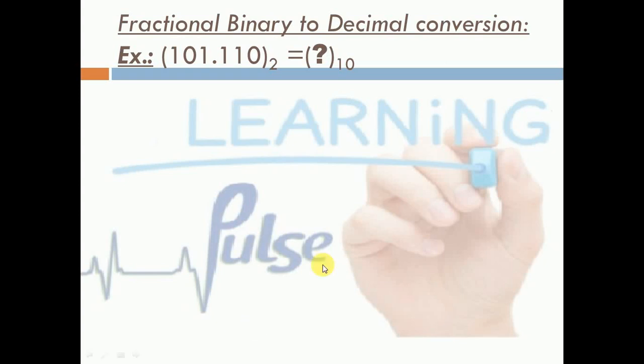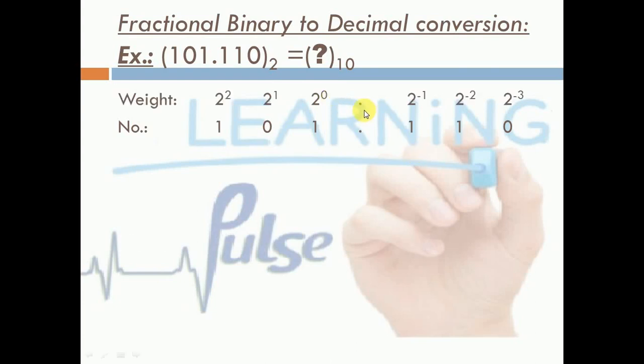Now we will see some type of conversion, which is the fractional binary to decimal conversion. So here we have the example, which is 101.110, which is a binary number. We have a binary point over here and we have to find its decimal value. So first of all, as we have done in the previous video, we are just going to split the binary number into binary digits, and we have given here the binary point also. And above the binary digits we are going to give the weights.